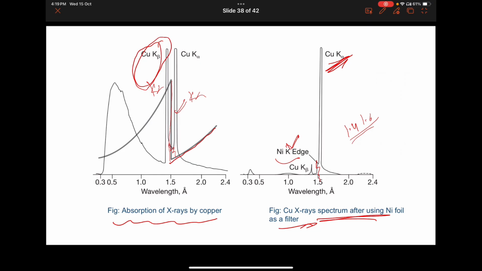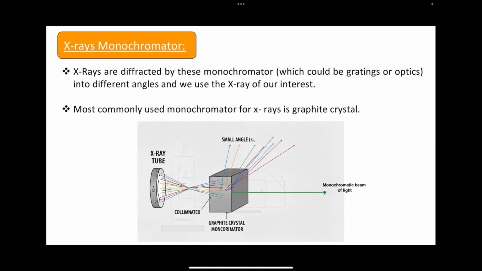Now, the second layer that we use is the X-ray monochromators. X-ray monochromators are devices that take the continuous range of X-rays. In this case, we are using graphite crystals as the monochromators, and they diffract these X-rays at different angles. Let's say this particular angle of the X-ray is what we need. This is the monochromatic beam we are going to get. Let's say we just want to use a particular wavelength, a particular lambda of X-ray, for our purposes.